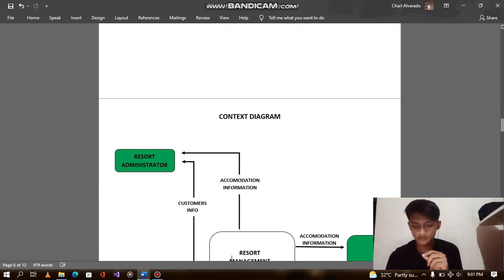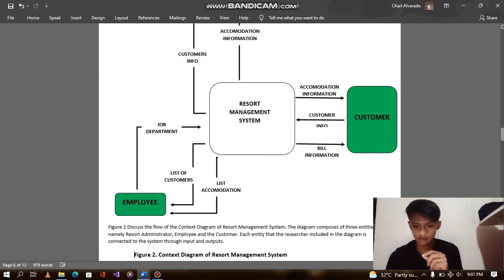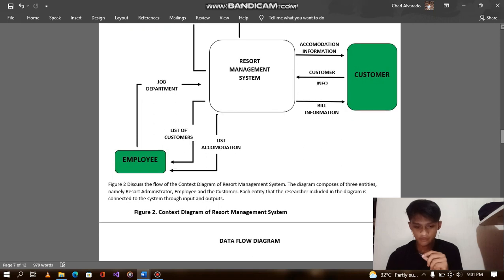Next is context diagram. Figure 2 discusses the flow of the context diagram of the resort management system. The diagram is composed of three entities, namely resort administrator, employee, and the customer. Each entity that the researcher included in the diagram is connected to the system through inputs and outputs.